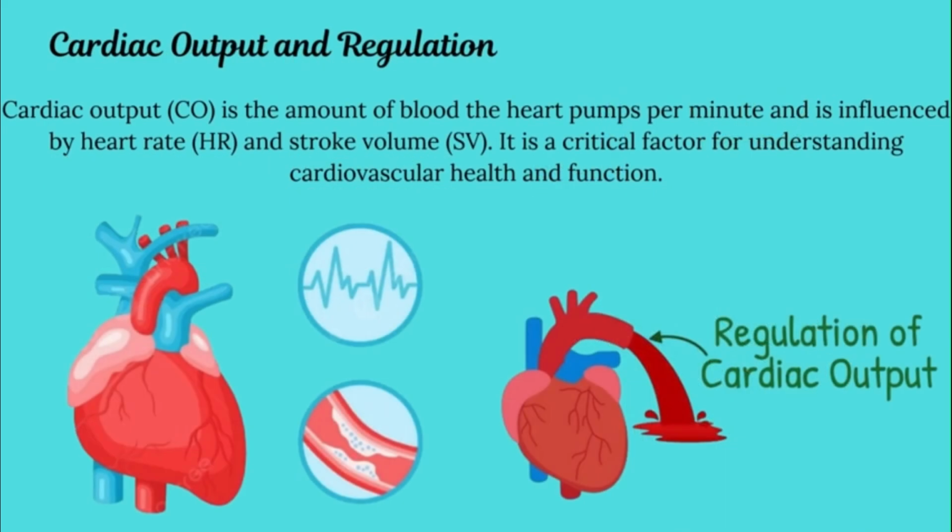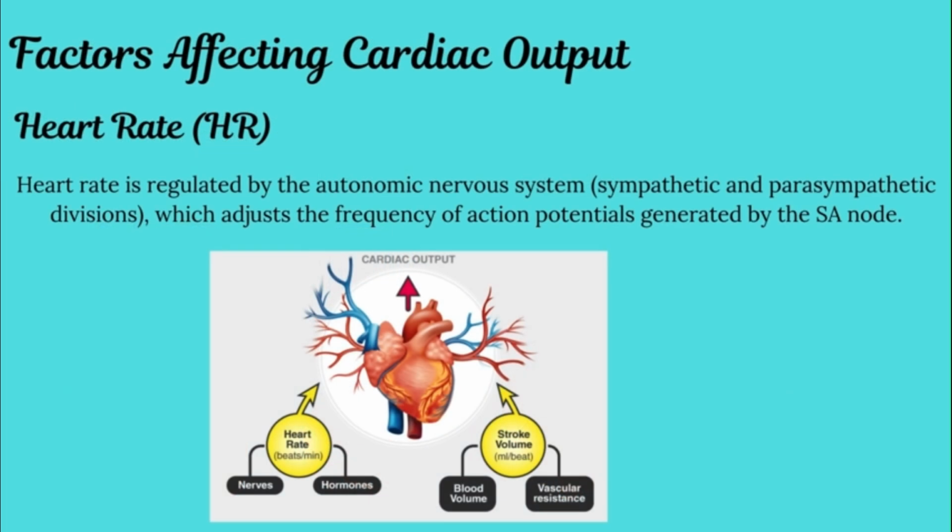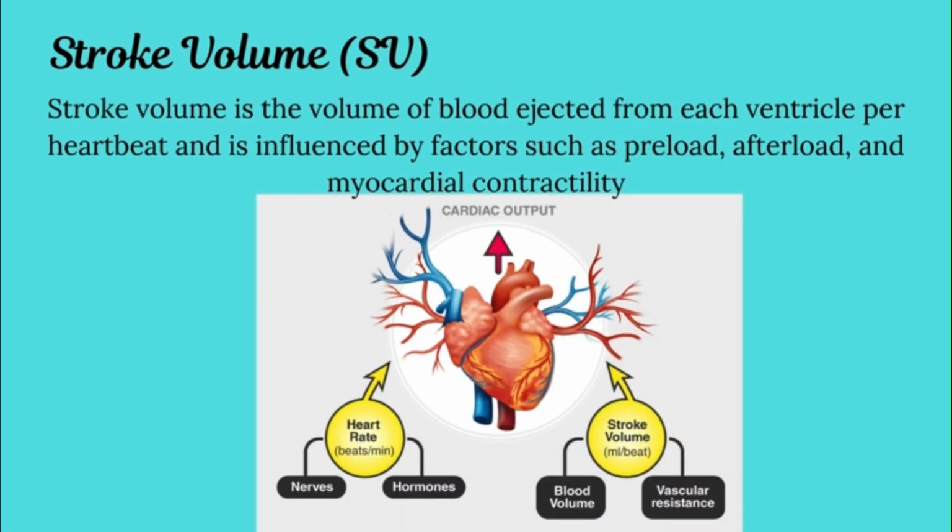Cardiac output and regulation. Cardiac output, CO, is the amount of blood the heart pumps per minute and is influenced by heart rate, HR, and stroke volume, SV. It is a critical factor for understanding cardiovascular health and function. Factors affecting cardiac output. Heart rate, HR. Heart rate is regulated by the autonomic nervous system, sympathetic and parasympathetic divisions, which adjust the frequency of action potentials generated by the SA node. Stroke volume, SV. Stroke volume is the volume of blood ejected from each ventricle per heartbeat and is influenced by factors such as preload, afterload, and myocardial contractility.